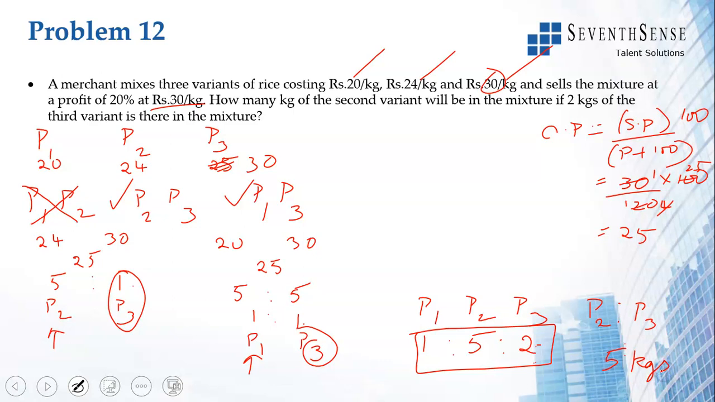If they had said in the mixture, if 4 kgs of the third variant is there, what would it be? If P3 is 2, P2 is 5. If P3 is 4, it is 5 into 4 by 2. P2 would have become 10 then. Okay, here the answer is 5 kgs.